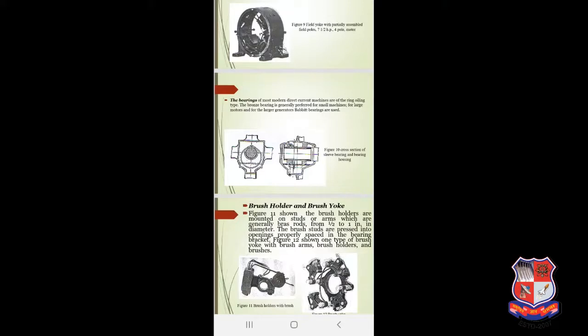Now bearing. The bearings in most modern DC machines are of the ring oiling type. The bronze bearing is generally preferred for small machines, and for large motors and large generators, Babbitt bearings are used.